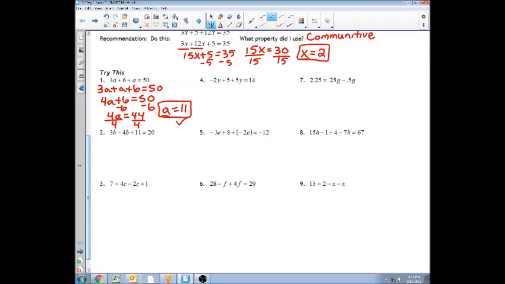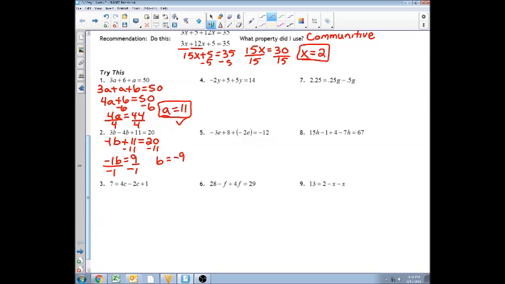Okay. Now, number 2, my b's are already next to each other, so I do not have to rewrite this problem. I'm just going to start out by combining like terms. 3b minus 4b would get me a negative b, plus 11 would equal 20. This is really negative 1 times b, so really my first step is to subtract 11. That would leave me with negative 1b is equal to 9. Need to divide by negative 1 on both sides. That would leave me with b is equal to negative 9.